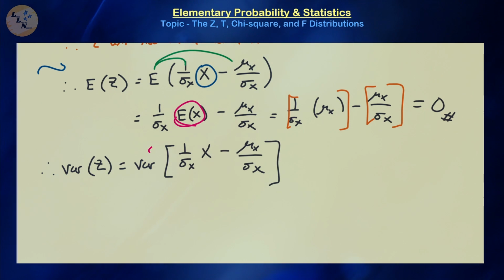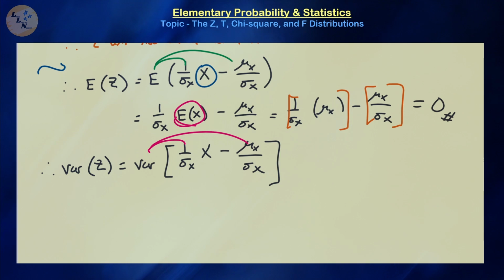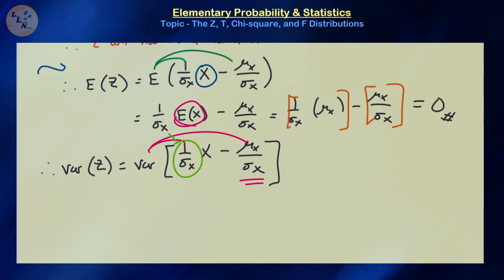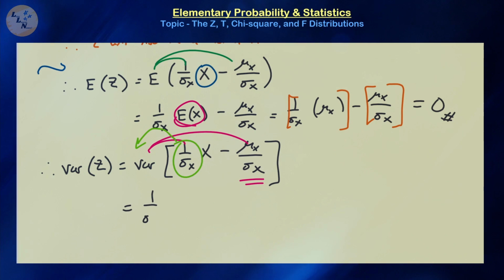And we can distribute variance over a single variable with no big issue, and keep in mind that the variance of a constant is just equal to 0, and when we factor this constant out, it will become squared. So this is going to be equal to 1 over sigma x squared times the variance of x plus 0. I'm just going to write it there just for clarity.